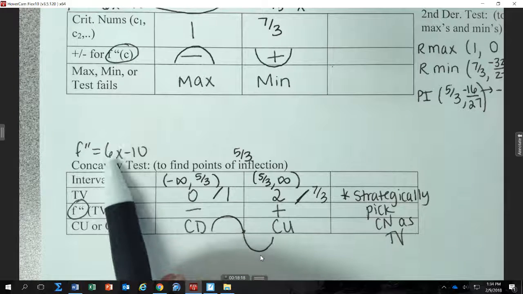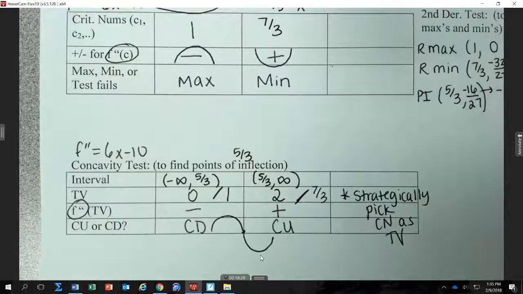Here it wasn't a big deal because the second derivative was 6x minus 10. It was a really easy second derivative to plug into. But when you have more complex second derivatives, if you've already done the work the first time, don't make more work for yourself. You know what I mean? Okay, so that's just a good thing to keep in mind. All right, let's go ahead and graph this.